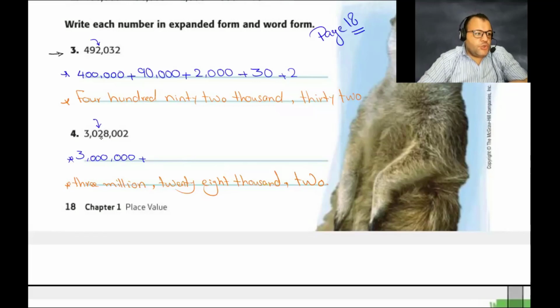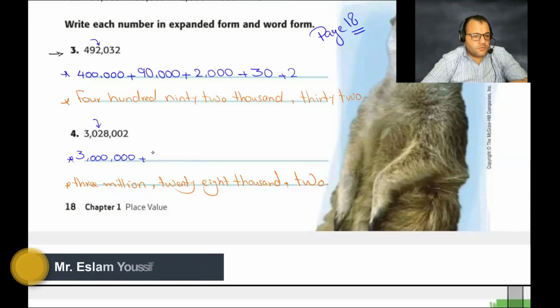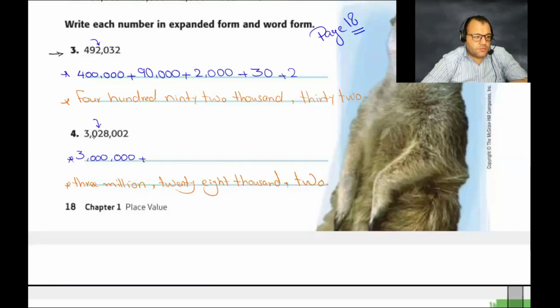2,000. No, 2 in which place? In the tens. And the 10,000, not tens. And 10,000. So 2 in 10,000 will be? 2 or 10.